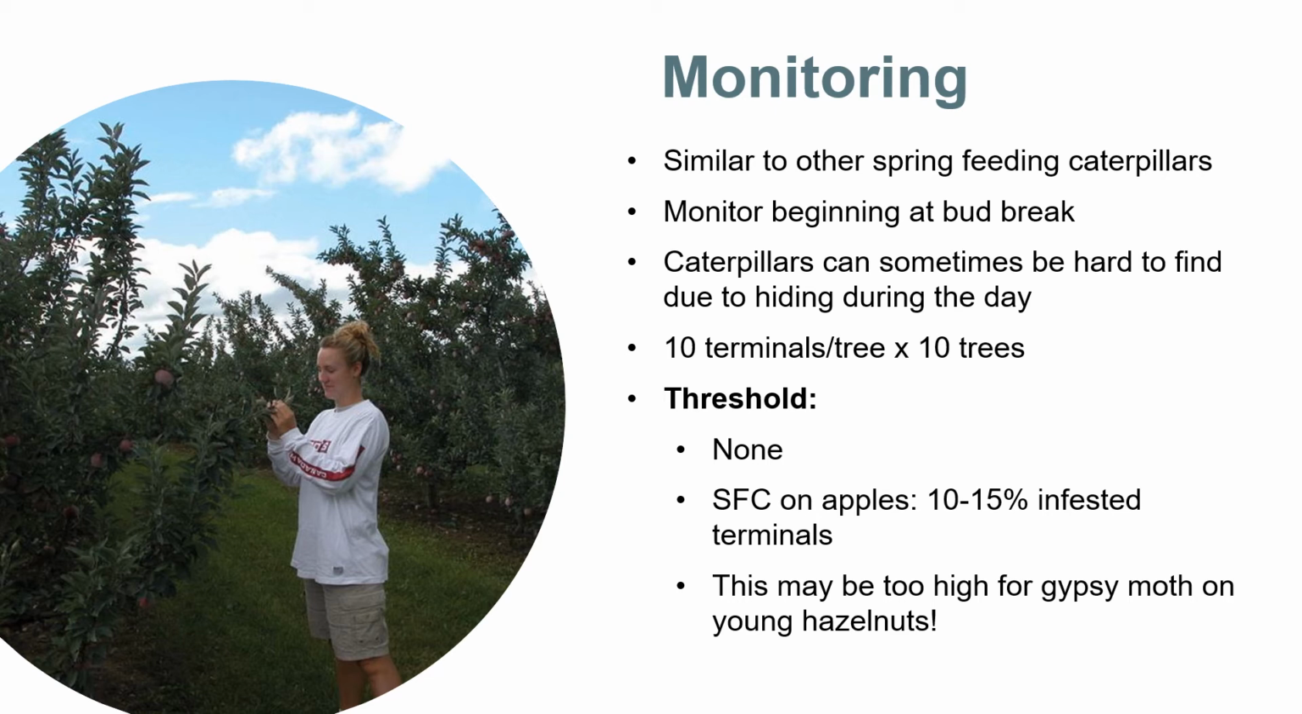And you're going to want to do it more than once because of that extended period of caterpillars hatching and then blowing into non-hosts. There is no threshold for gypsy moth on hazelnuts. We had mentioned earlier the threshold for spring feeding caterpillars on apples of 10 to 15% infested terminals, but that might be too high for gypsy moth on young hazelnuts. Really, if there are even a few gypsy moth on a very small hazelnut tree, you can have very extensive defoliation that can really impact the growth of the tree for that season.